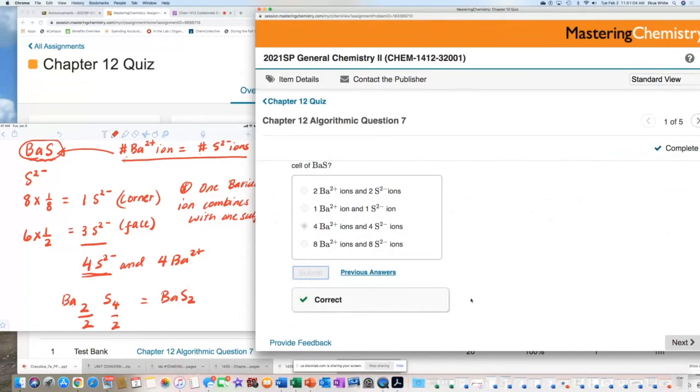Because it's a 1-to-1 ratio. If they gave you a question where it was a 2-to-1 ratio, then you'd have to adjust for that too. Okay, so we weren't figuring out the empirical formula. We're figuring out how many ions total based on the empirical formula they gave you. Does that make sense? Yes. Okay. That was question number 2. What's our number 3?